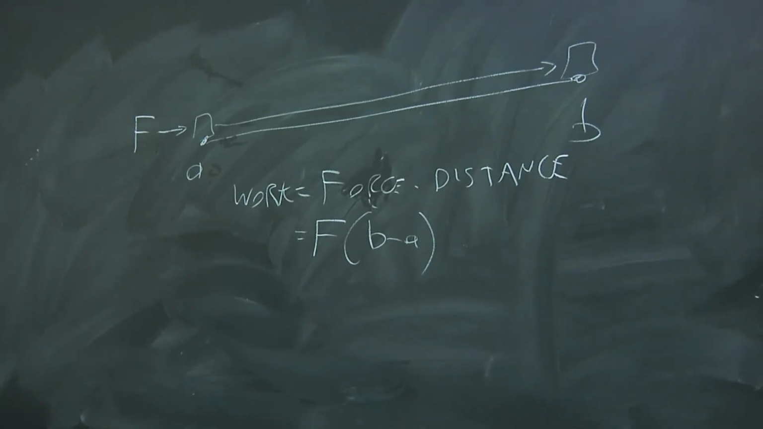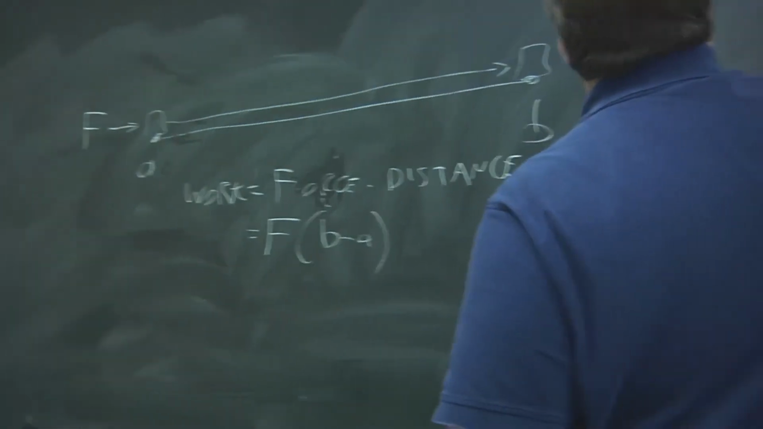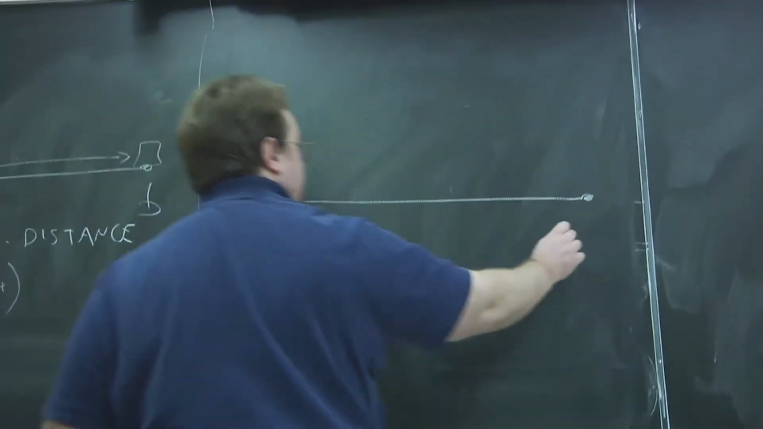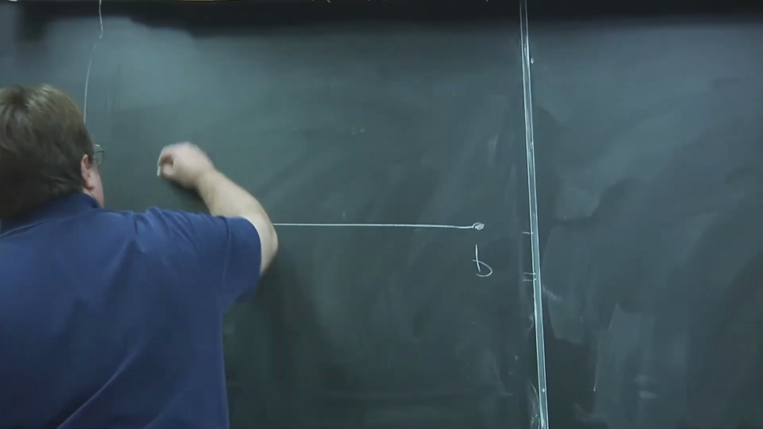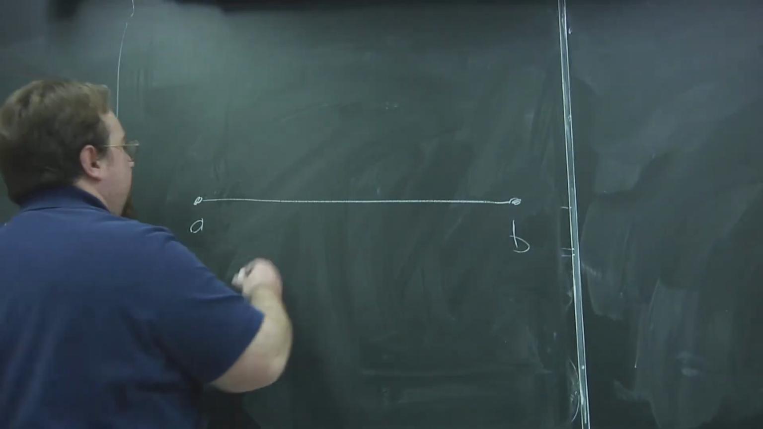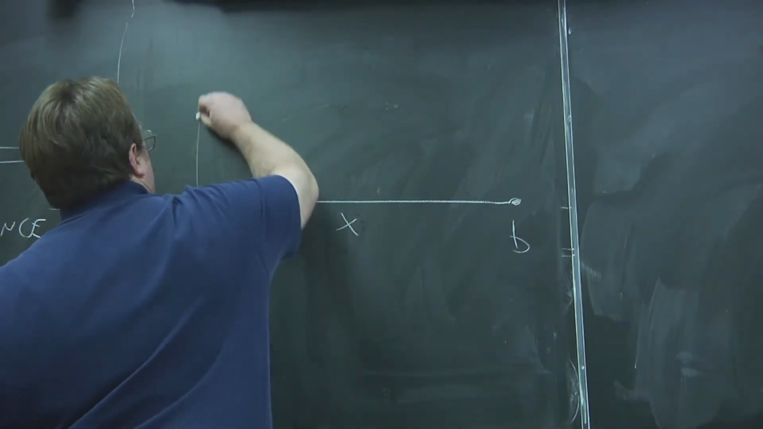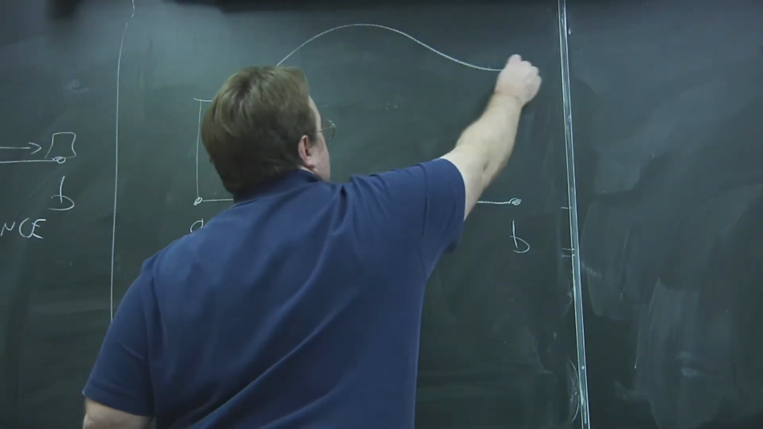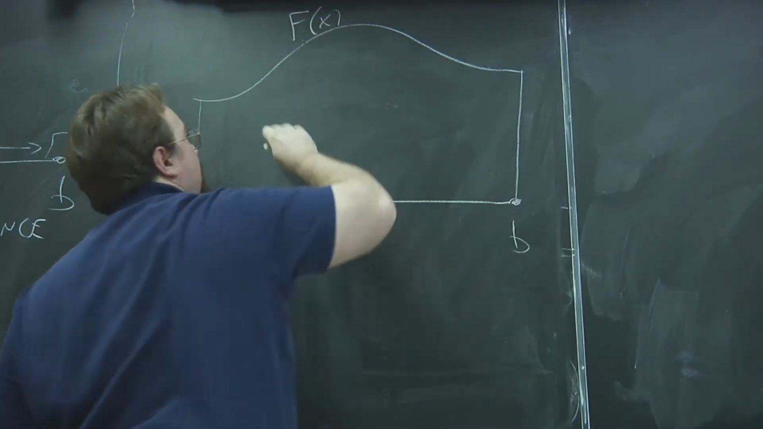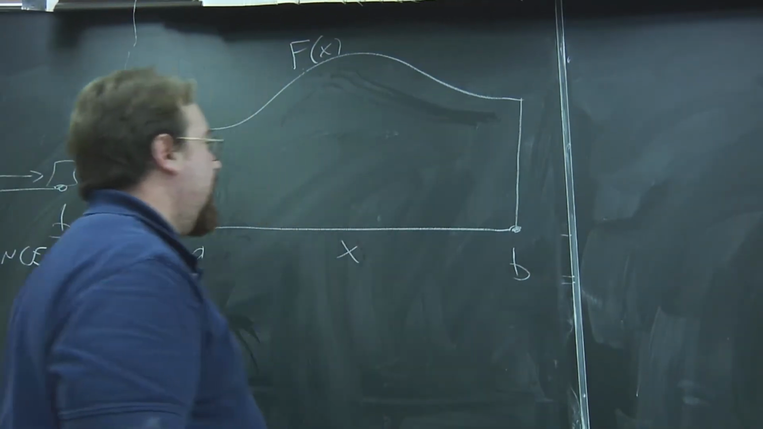Now, if we make this a little more general, so we're still moving an object from point A to point B, but now the amount of force that's being applied to get the object from point A to point B is varying depending on where we are in between. So we can plot the amount of force as a function of x. So there's less force being applied here, greater amount of force here, and then less again.